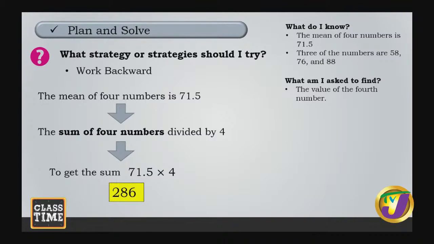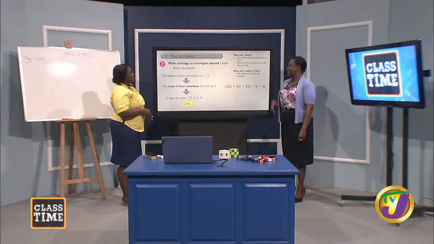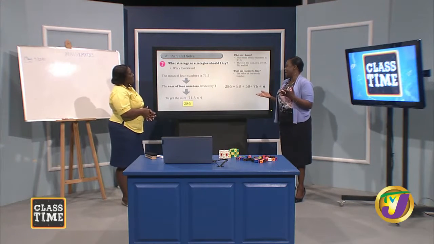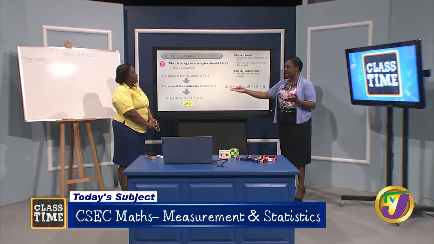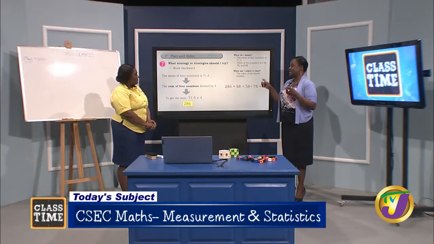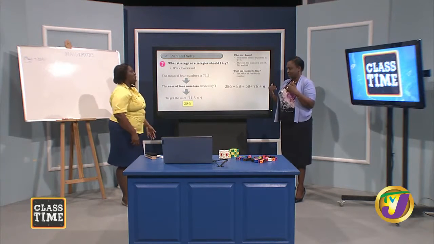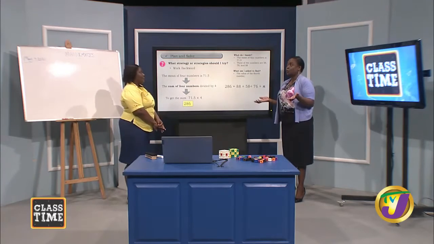You were not asked to find the sum. No, but that is the total for the 4 numbers. But I only got 3. You added 4 numbers to get 286, and you only have 3 of the numbers. So what I'm looking at is that I have my 286. I know that I had to have added 88, 58, and 76 to another number, and in this case, you're using n to represent that number, the one that I don't know.